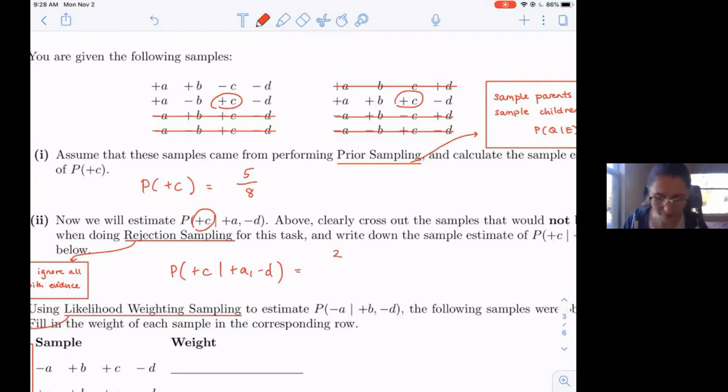That's going to be our numerator. And then we're just going to divide that by the total number of samples we have here, which is just 3.